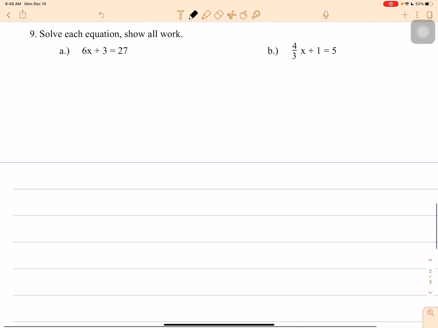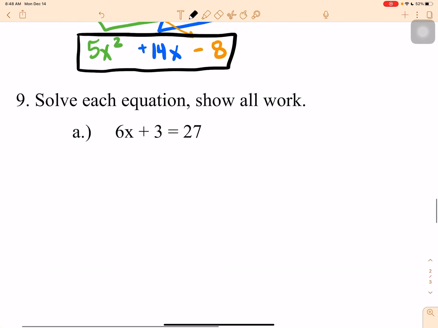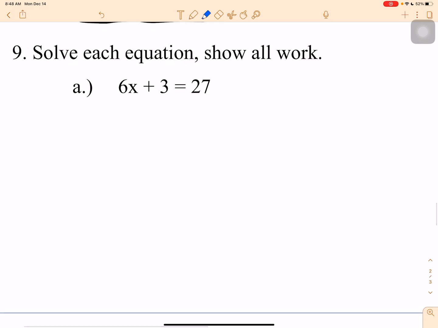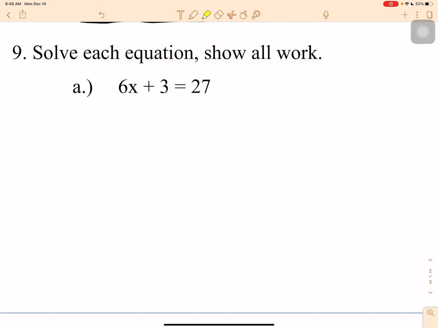Let me see how many more. Oh, this is it. Okay, so these are the last two problems. All right, so for number 9, part A, it says solve each equation. Show all work. So if I were to draw a line down the equal sign here, okay, I'm going to go ahead and first subtract 3 from both sides because I'm trying to get the x's by themselves, so I want just 6x on the left side.